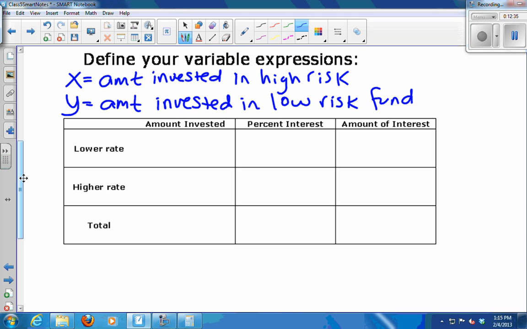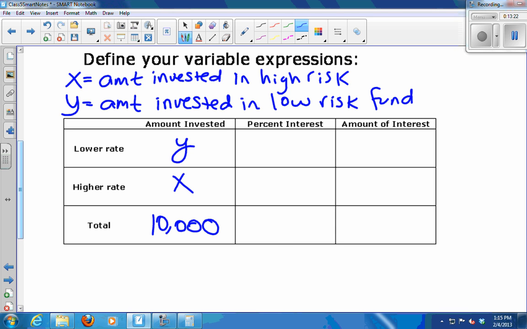So then we fill in our table. So this is still whole times percent equals part. The whole is the whole amount we invest, the interest is our percentage, and the part is the interest that we earn. So the lower rate is the lower risk, right? So this is Y. And then the amount I'm investing in the higher risk, higher rate fund, that's X. And in total, how much am I investing? X plus Y, but I also know that X plus Y is $10,000. I'm investing $10,000 total.